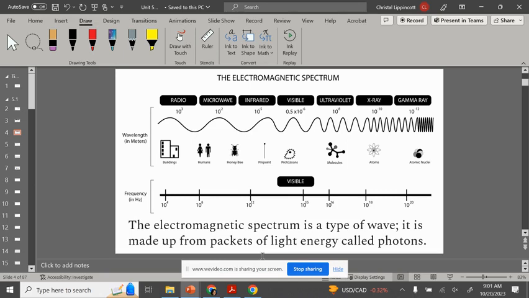The electromagnetic spectrum is a type of wave. It's made up of packets. Those packets are called photons. If you highlight your notes, I would highlight that term. You're going to want to know what that is. I'm 99% sure that that is a question on your test.